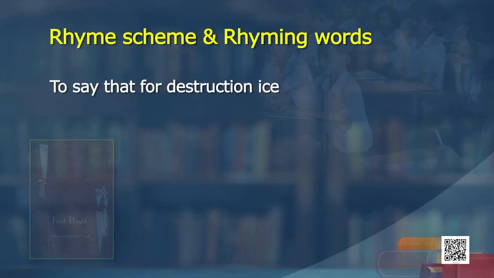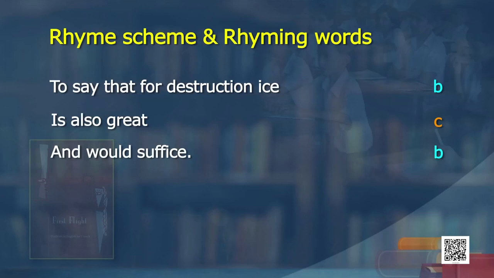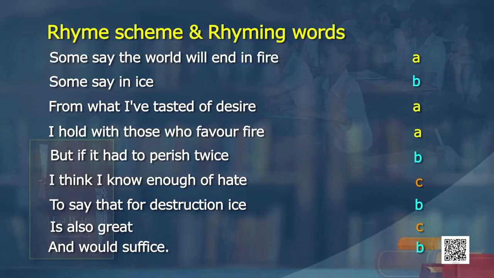Then to say that for destruction ice: B, because it goes with ice and twice. And to say that for destruction ice is also great: C, because it goes with hate. And would suffice: B. Okay, fine. Now, what is the rhyme scheme? A, B, A, A, B, C, B, C, B. There is no fixed pattern, but the poet has used his own way of writing, because it is modern poetry, free verse, and there is no meter control. But ideas are important.